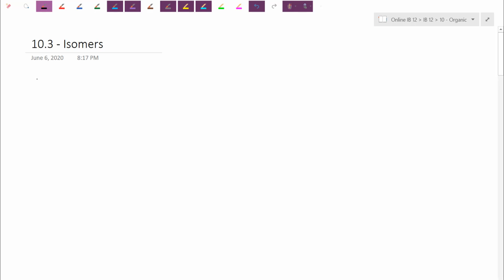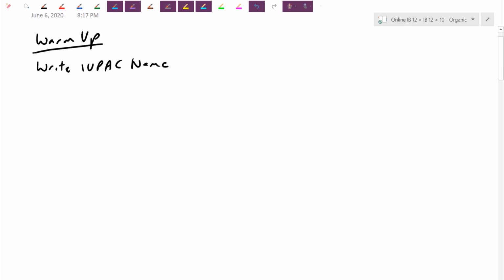So just for a quick warm-up here, I want you to see if you can write the IUPAC name. Pretty much the naming that we've been learning is set out by IUPAC, right? Find the longest carbon chain, number it so the branches occur at the smallest number possible. All that is rules set by IUPAC.